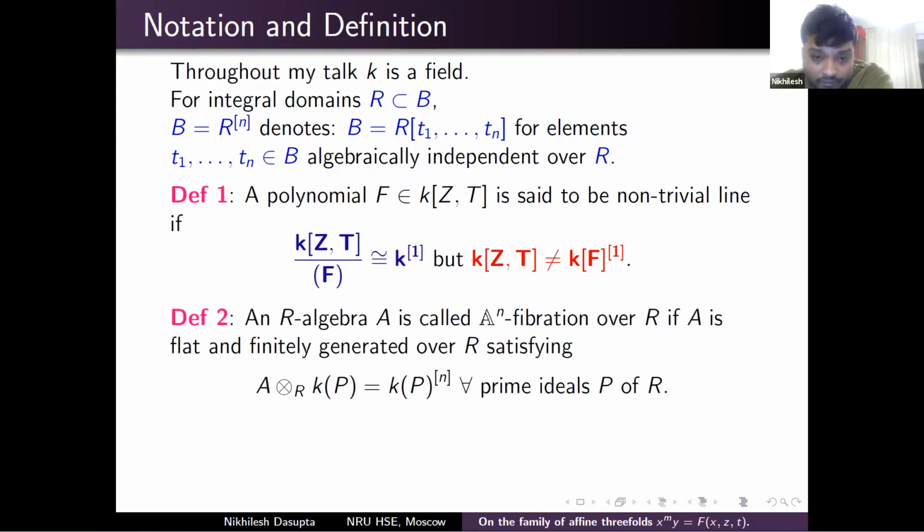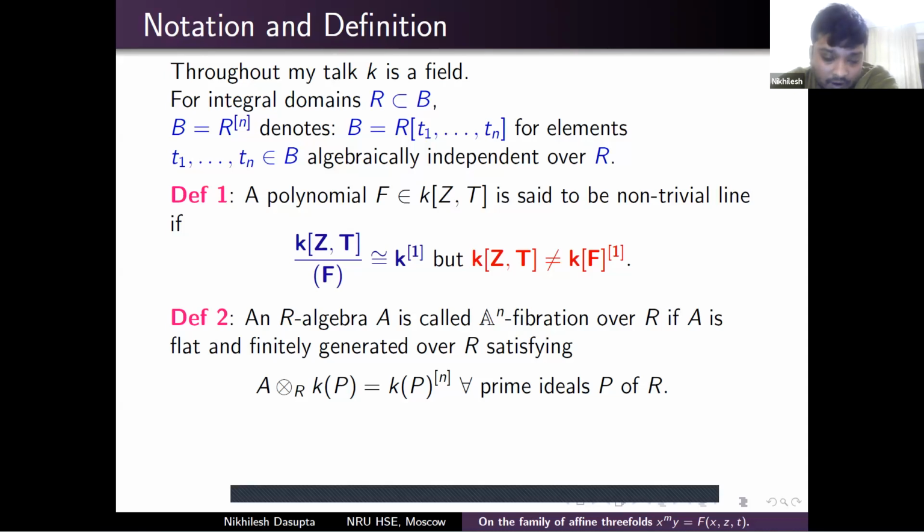Next is another definition. An R-algebra A is said to be an A^n-fibration over R if A is flat, finitely generated over R, and for each prime ideal p of R, the fiber A tensor over R with K(p) is a polynomial ring over K(p). So what is K(p) here? K(p) is the field of fractions of R localized at the prime ideal.